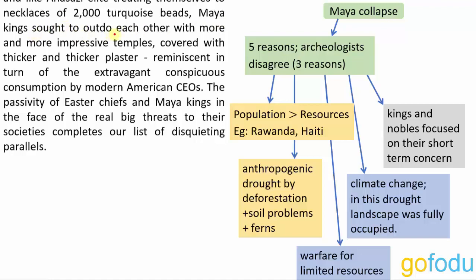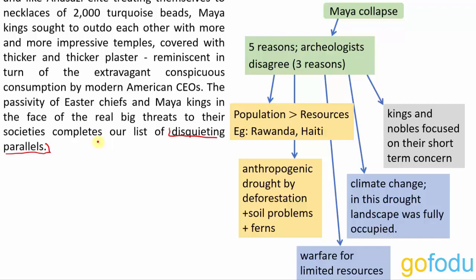Maya kings sought to outdo each other with more and more impressive temples covered with thicker and thicker plaster, reminiscent in turn of the extravagant conspicuous consumption by modern American CEOs. The passivity of and Maya kings in the face of the real big threats to their societies completes our list of disquieting parallels. So this completes the list of parallels or examples. Disquieting means causing worry. The whole para compared Maya with others, and the comparisons were quite worrisome.